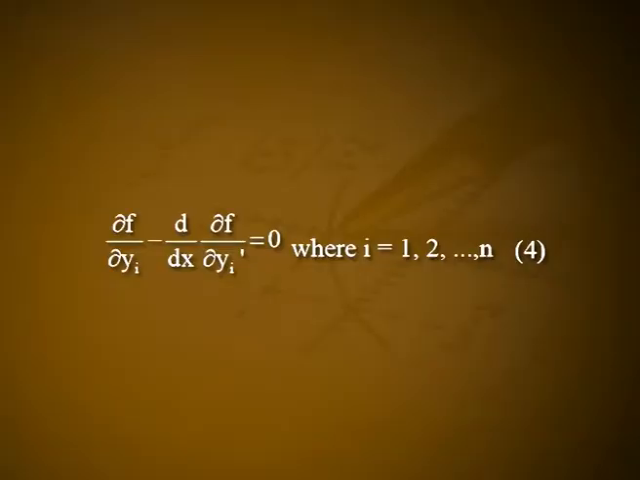So, the condition for delta J to be 0 is that ∂f/∂yi minus d/dx of ∂f/∂yi' is equal to 0, where i is equal to 1, 2, 3, etc. up to n. Let it be equation number 4. This is the generalized Euler-Lagrange differential equations for several dependent variables.